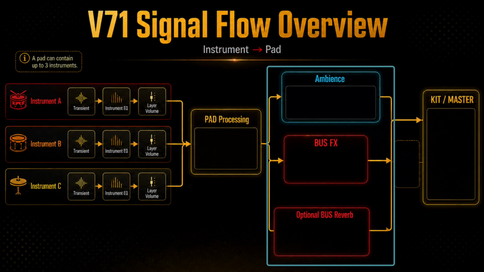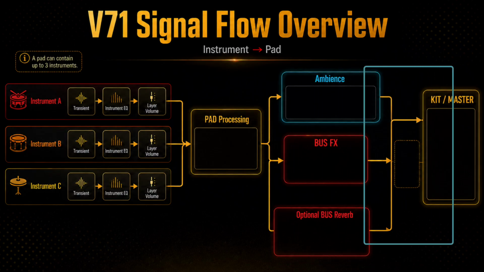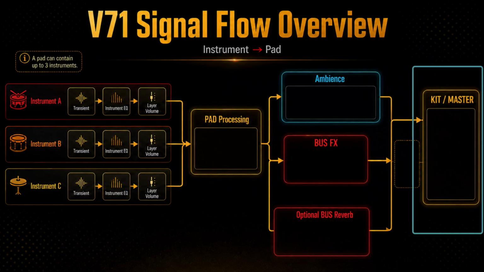The completed pad signals, the ambience returns, and the bus effects returns are then combined into the overall kit mix. The kit can then pass through some final processing and go to the output stages. I've left off a lot of detail, but we are going to dig down a little more. If you ever feel lost, feel free to come back to this diagram to get grounded. We need to start with the instrument signal flow.